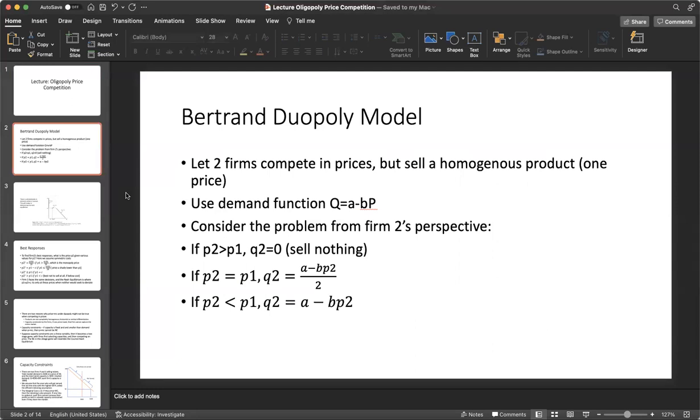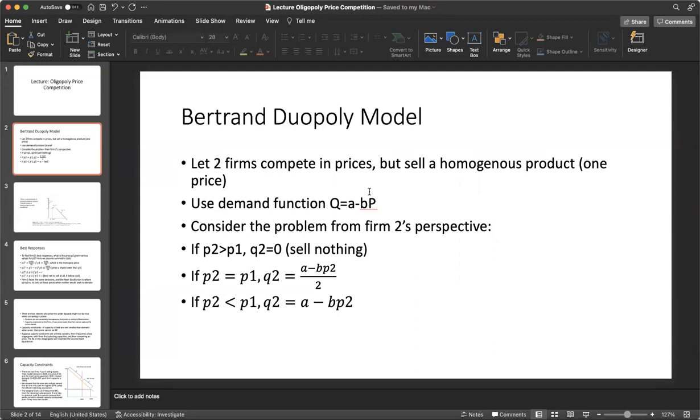They'll sell a homogeneous product, which means in the end there has to be only one price, and consumers will buy from the one with the lowest price. So pababaan ng presyo. Use this demand function, Q equals A minus BP. Okay, and this P will be whomever will set the lowest price.